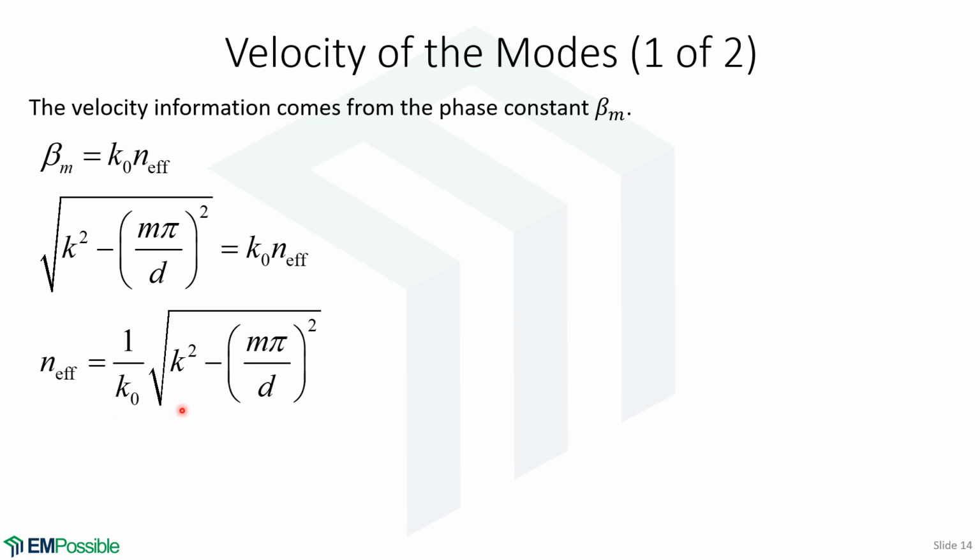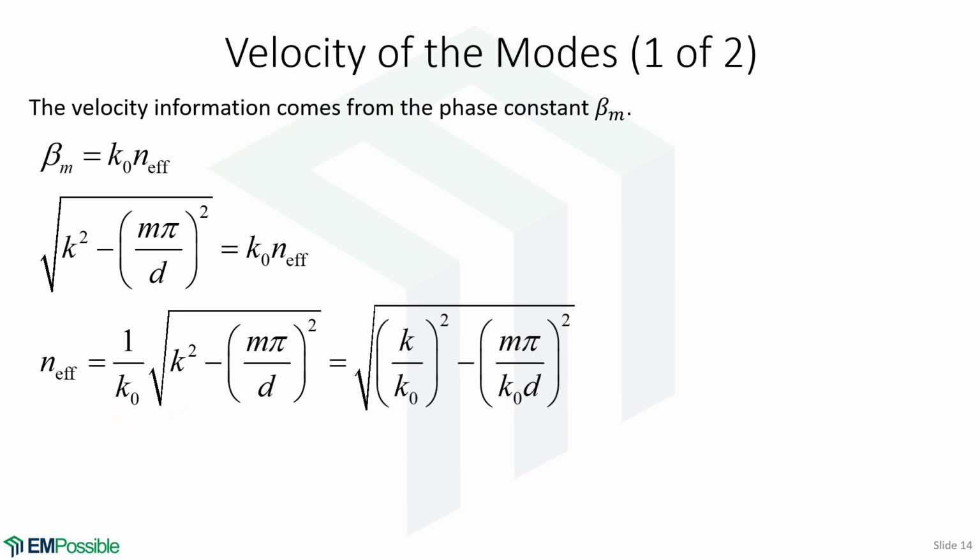Let's bring the k naught inside the square root. When we do that, we have this k over k naught, and it'll turn out this will be the refractive index of the medium, not the effective refractive index. It's the refractive index of the medium. There's additional things happening because it's inside of a waveguide that would make the effective refractive index of the guided mode different than the refractive index of the medium filling the waveguide. So that's just refractive index squared now.